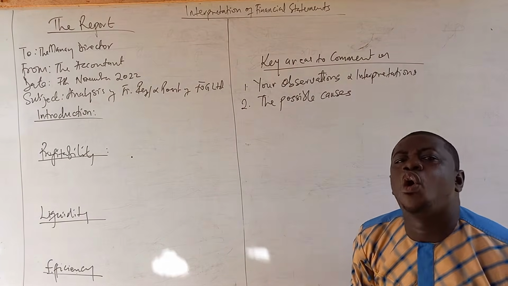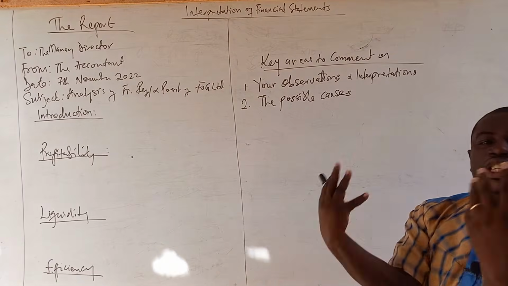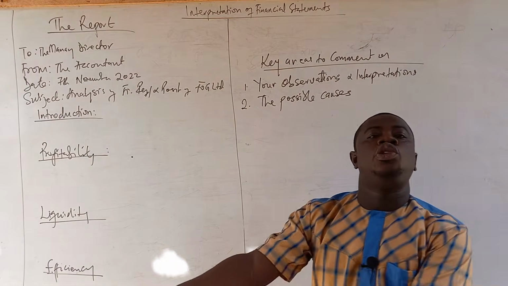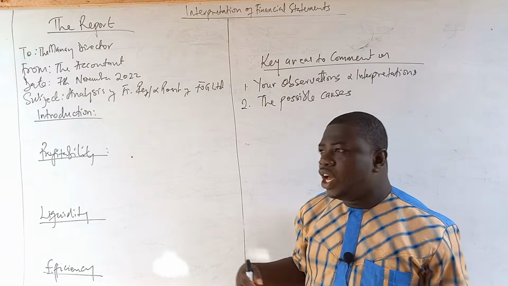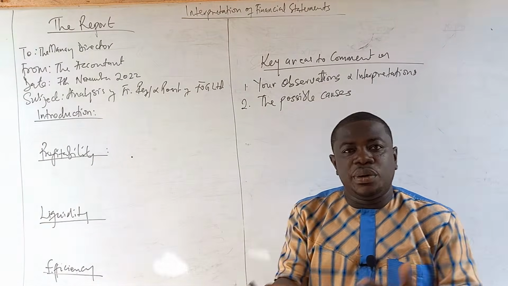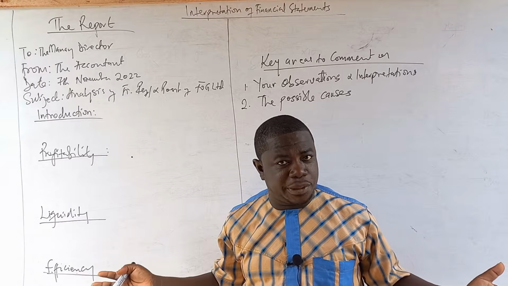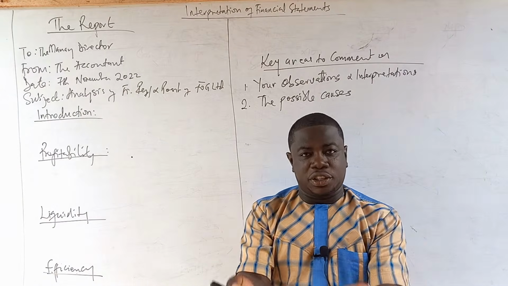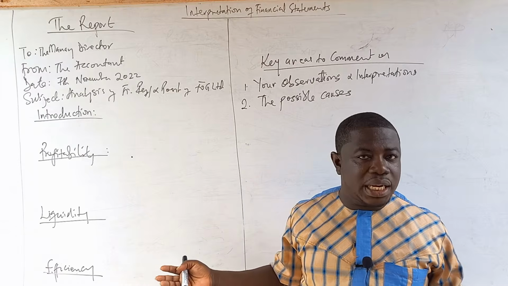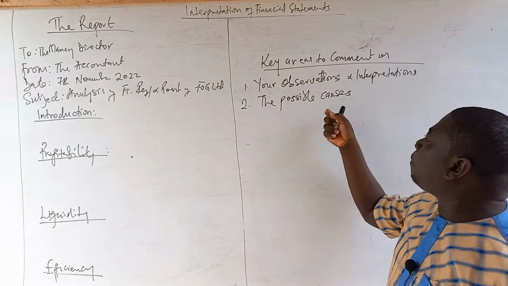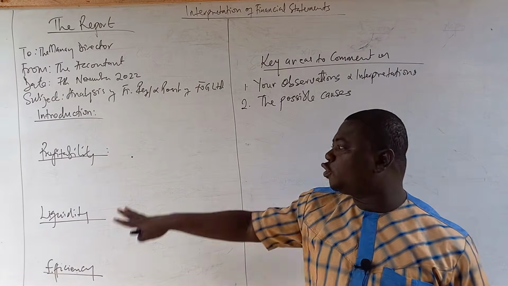The possible causes of what you have. What is causing that? If they are not doing well, what do you think is causing it? Because at this level, you can't just tell me, okay, 20% they are doing well than the previous year, and then the examiner will just pass you. Come on. Everybody can see that 20% is greater than 15%. So that is not enough to get a pass mark. But you need to talk about the possible causes of what you are observing.